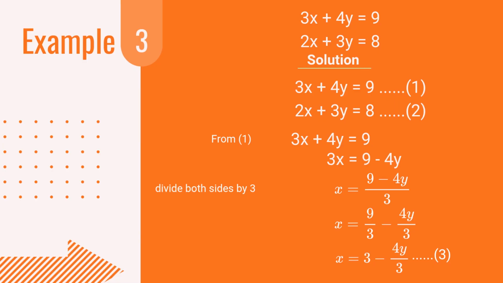Now, the next step, 9 can be divided by 3. That's why 9 over 3 turns to 3. 4 and 3 have nothing in common, so we are going to write them down as it is, which is 4y over 3. And call it equation 3.